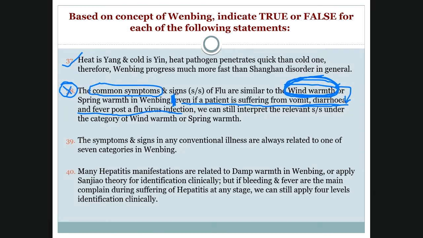Thank you. So you choose one category from the 7 in Wenbing, correlate it with a Western illness, and find the clinical manifestations. Only selecting a part can help you understand one of the categories. So select the major common symptoms. Do not select symptoms that are very weird, very rare, and not commonly happening. Okay, come to the 39. The symptoms in any conventional illness are always related to one of the 7 categories in Wenbing.